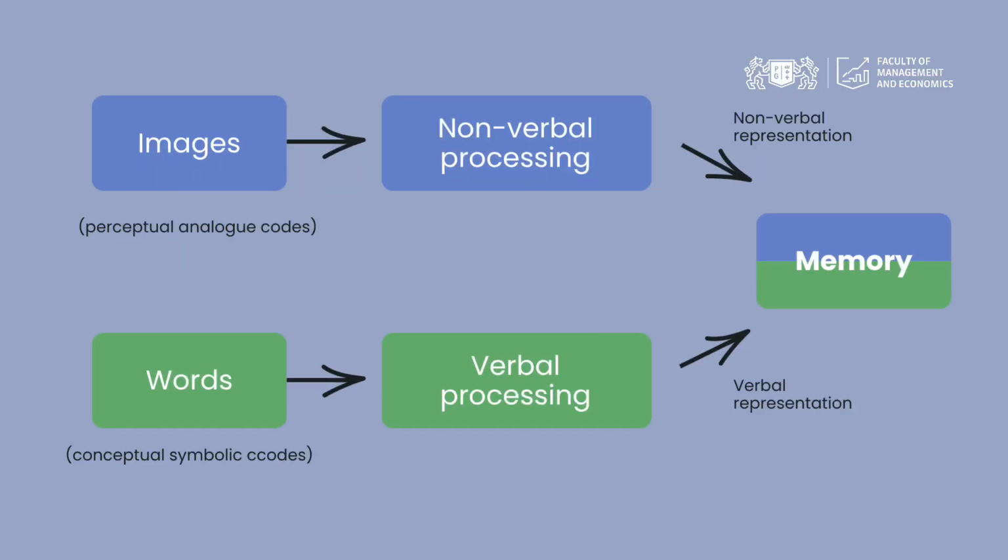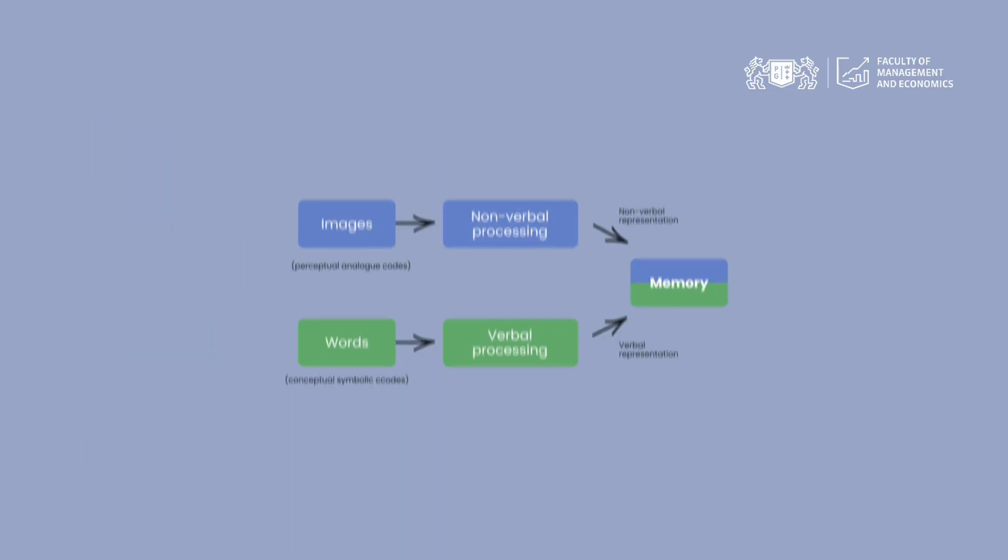According to this theory, the human mind processes information through two related but partially independent systems. The first is the verbal system, responsible for words, text, speech, definitions, and concepts. The second is the non-verbal or visual system, associated with images, diagrams, graphs, symbols, space, and representations.